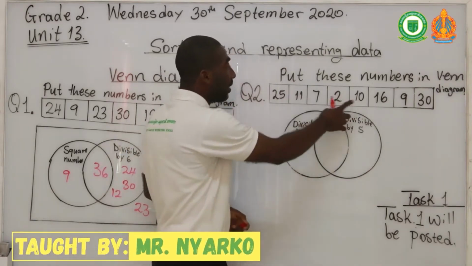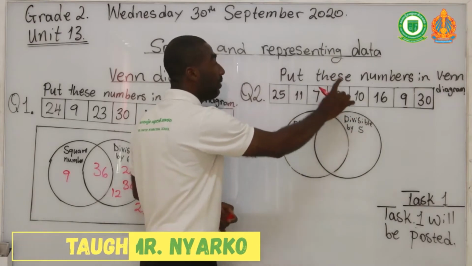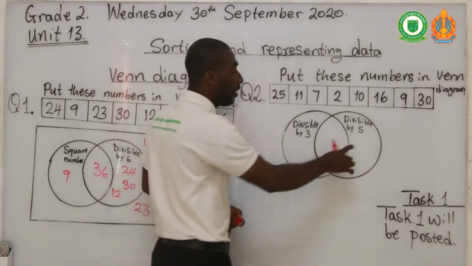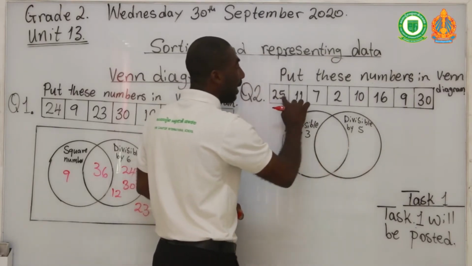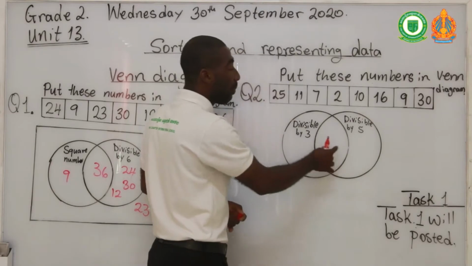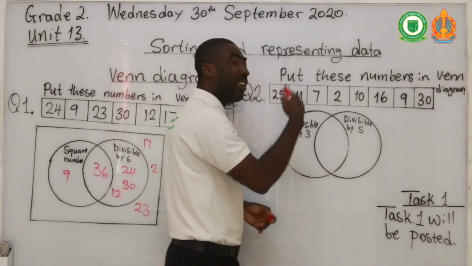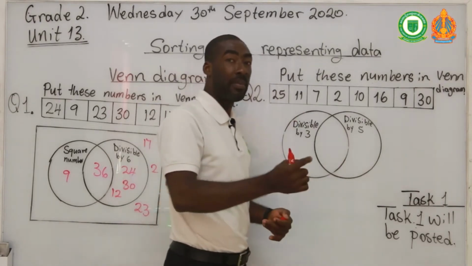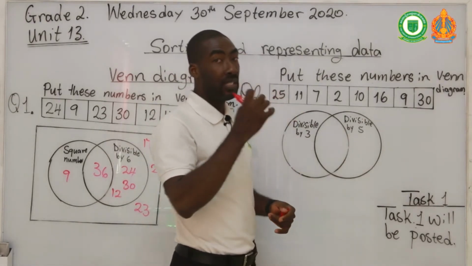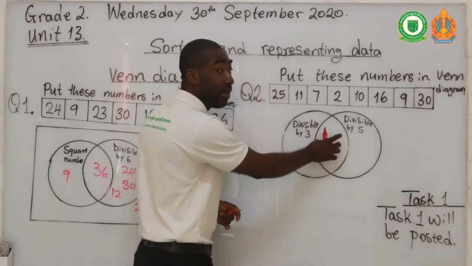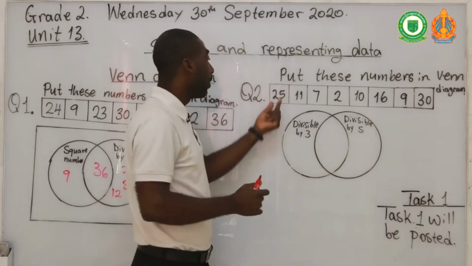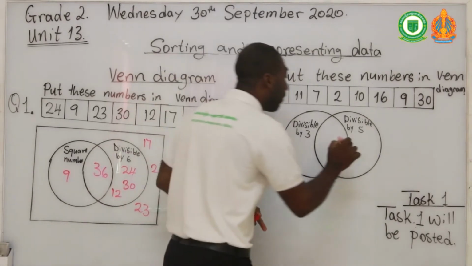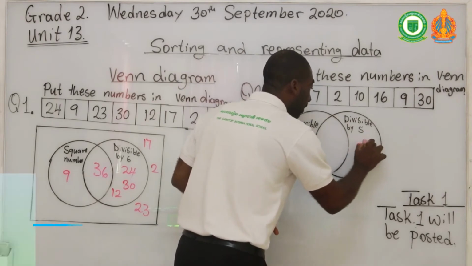So any of the numbers here that you can use 3 to divide, you put here. Any of the numbers here that you can use 5 to divide, you put here. You put a number in the middle whereby you can divide by 3 and also divide by 5 at the same time. So you put it in the middle over here. So 25, our first number, can be divided by 5 only. Okay, so we put 25 here.